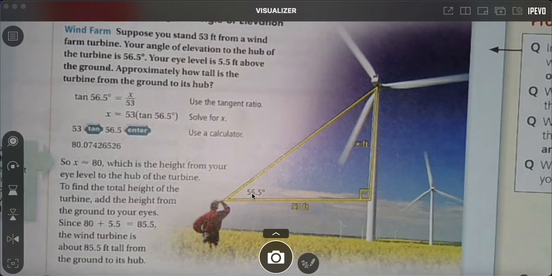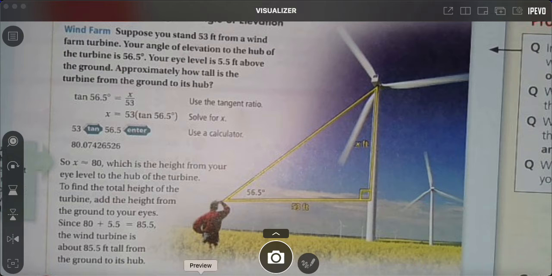Now, they give you a little bit more information. Your eye level is 5.5 feet above the ground. That means from here to here, he's 5.5 feet tall, up to his eyes. We're going to add that in a little bit, so just leave that alone. And it says, how tall is it from the ground up? So what we need to find is x, right? And we're going to use our sine, cosine, and tangent. Because we need to find from here all the way to the top.